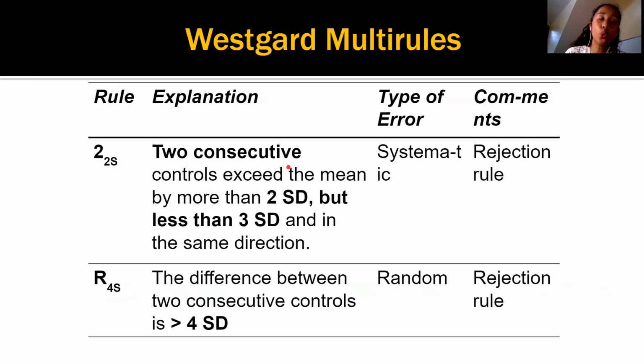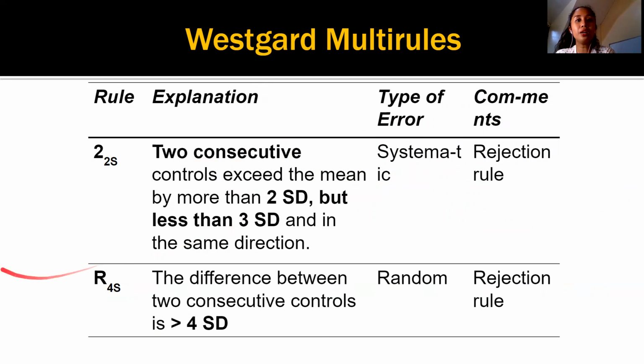Next, meron tayong 2 2S. So, ibig sabihin ng 2 2S, 2 controls exceeded 2S, but less than 3SD. May dalawang class magkasunod. So, 1 2S lang, warning lang yon. Pero pag dalawa na, ang nasa 2 2S class, systematic error na yan, ha? So, it's a reject violation na to. So, you have to repeat the control process. Kailangan mo hanapin ang source ng systematic error.